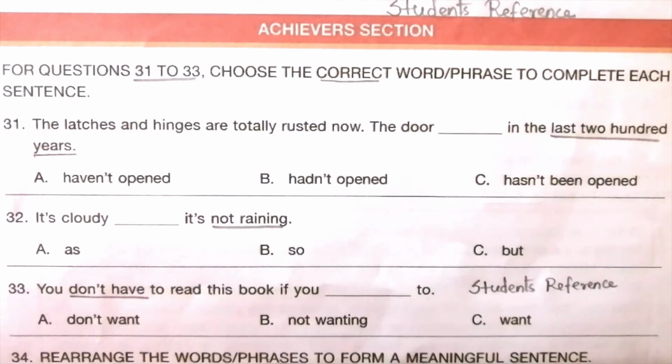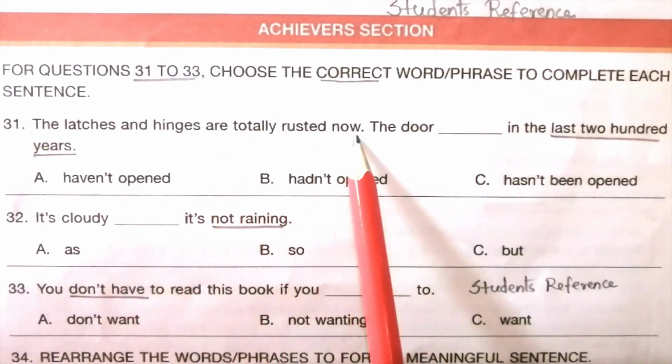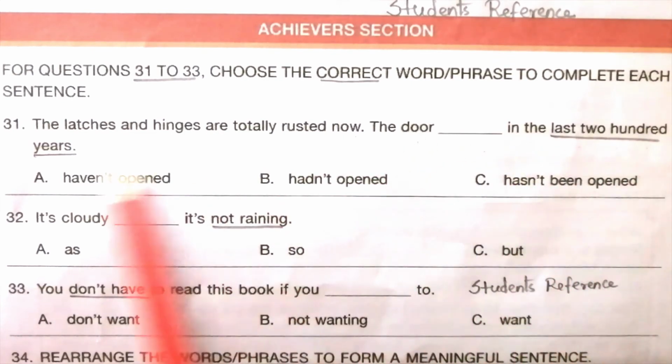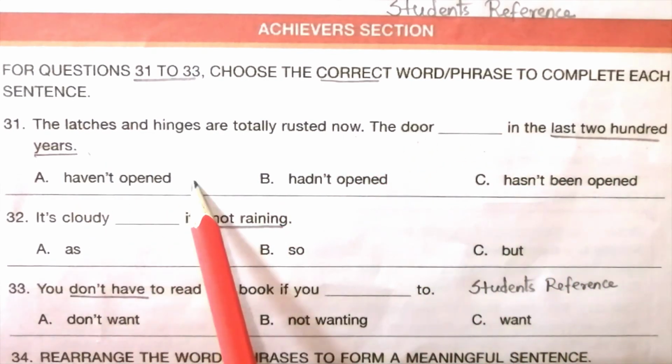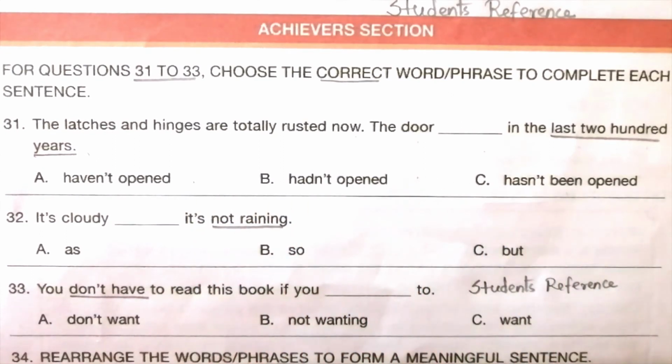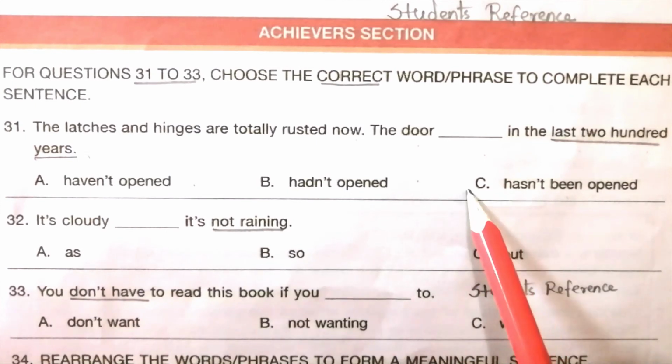31. The latches and hinges are totally rusted now. The door dash in the last 200 years. Haven't opened, hadn't opened, hasn't been opened. The answer is C, hasn't been opened. The latches and hinges are totally rusted now. The door hasn't been opened in the last 200 years.